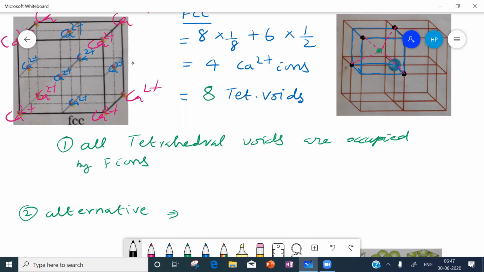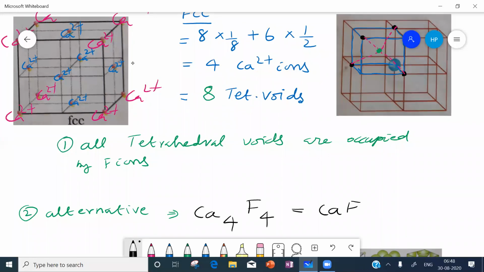How many calcium ions are there per unit cell? 4 calcium ions, that we have discussed here. Per unit cell 8 tetrahedral voids are there. If alternate tetrahedral voids are occupied by F minus ions, F minus ions will be 4. So the formula comes as CaF. Calcium fluoride formula is coming as CaF as per this calculation. Whether it is correct or wrong, we have to check.